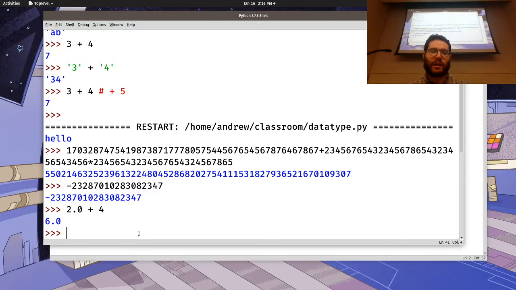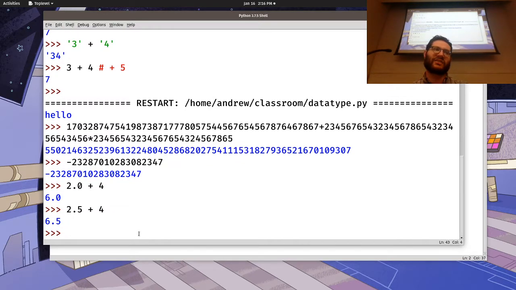Because floating points are more precise. 2.5 plus 4, right? There's no way to add this without converting this 4 to a 4.0, right? Because otherwise we can't accommodate for the half. That becomes 6.5. Okay. Now, what about really, really big numbers?